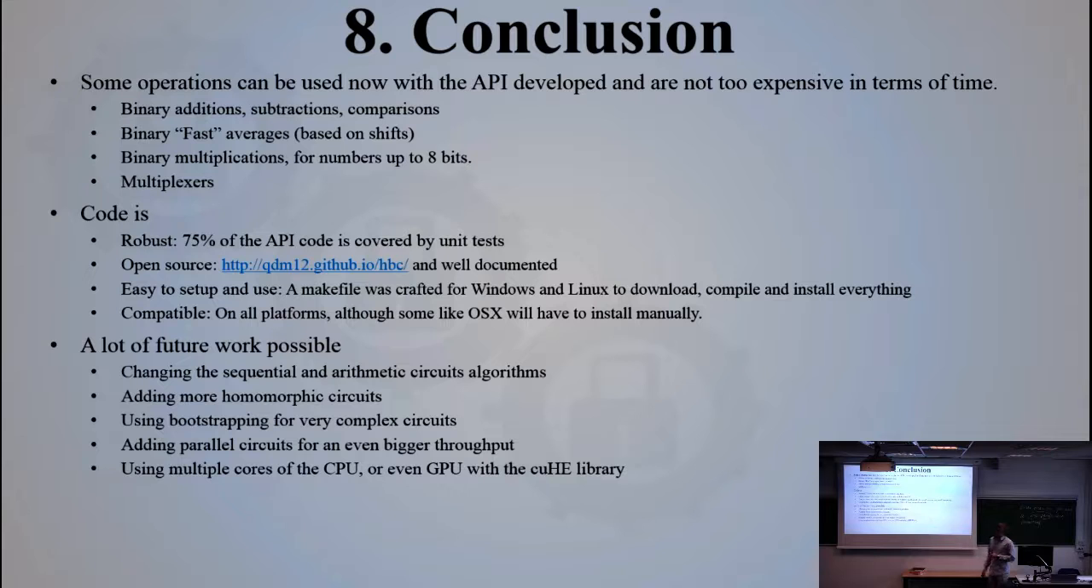There's a lot of future work possible. First, you can change the algorithm used in the sequential and arithmetic circuits. For example, the Euclidean division uses a quite complex algorithm, but I'm sure there's something more performant. You can add more homomorphic secrets, such as a parity check secret. Also, for very complex secrets requiring a lot of time, you could use bootstrapping instead of the level homomorphic encryption, because bootstrapping is actually faster when the level parameter is really high, so when you have really complex secrets.